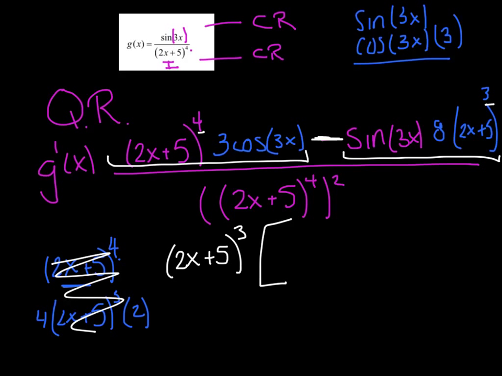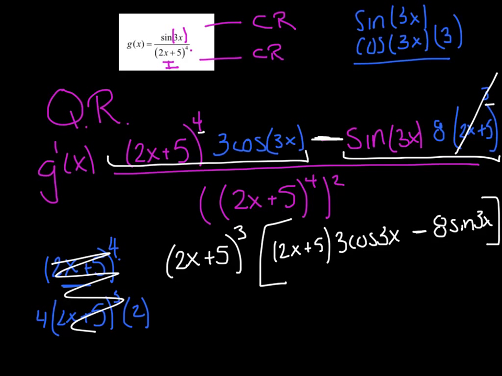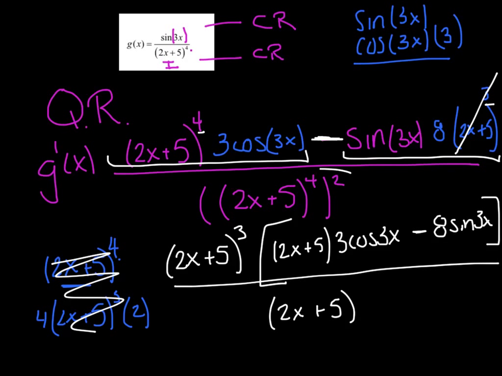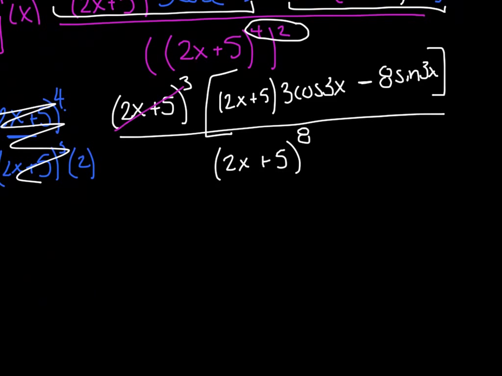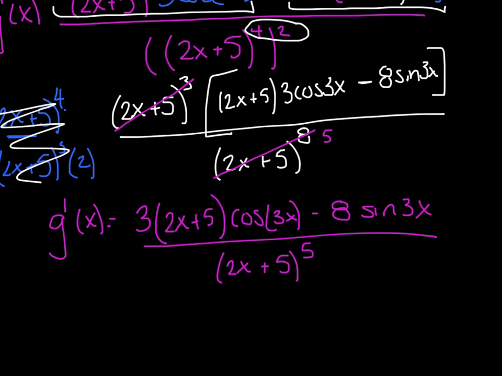And then I'm left with, if I take 3 out of there, I've got just a 2x plus 5 and a 3 cos 3x. Then I have that minus sign. I took that out completely, so I'm going to say 8 sine of 3x. All over the quantity 2x plus 5. Remember, power to a power is multiply, so to the 8th. And then I basically have one more step after that. I can reduce this. There's 3 there. I can take 3 out here. So I really have that to the 5th power. And there you go, there's my final answer.